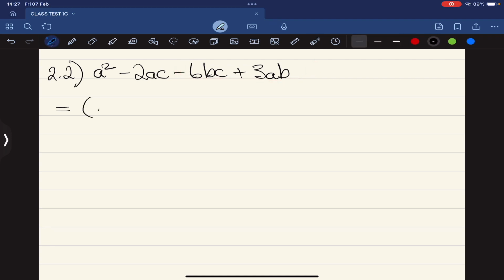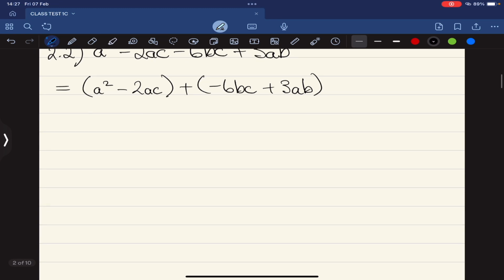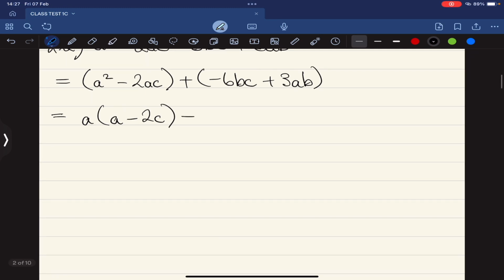Ek het dan a² minus 2ac plus in die middel, en ek behou die tekens soos dit daar is, negatief 6bc plus 3ab. En dan gaan ek faktoriseer. Ek het dan a uit die eerste een, en ek het a wat oorbly minus 2c. And then I'm going to do a change of sign rule here, so I'm going to then have this as minus, and I'm going to do a 6bc inside minus 3ab.